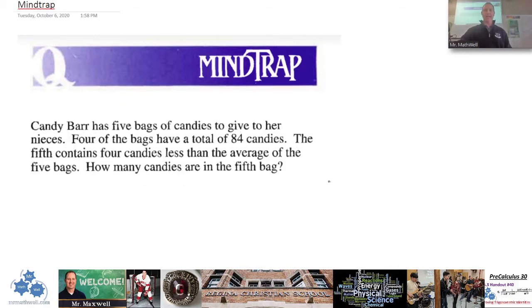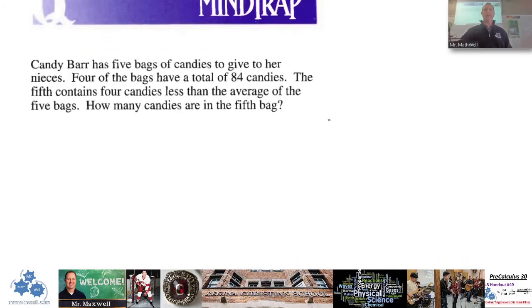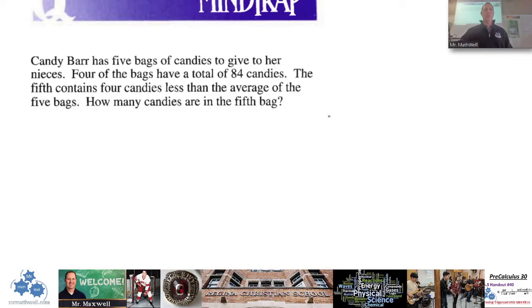So the question says this: Candy Bar has 5 bags of candy to give her nieces. 4 of the bags have a total of 84 candies. The 5th contains 4 candies less than the average of the 5 bags. How many candies are in the 5th bag? All right. Well, what we're trying to find is the candies in the 5th bag, and we're given that we have 4 bags that have a total of 84 candies.